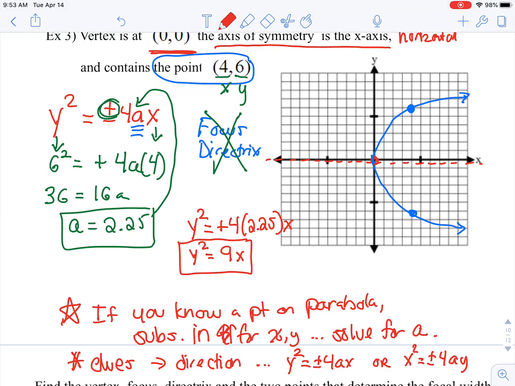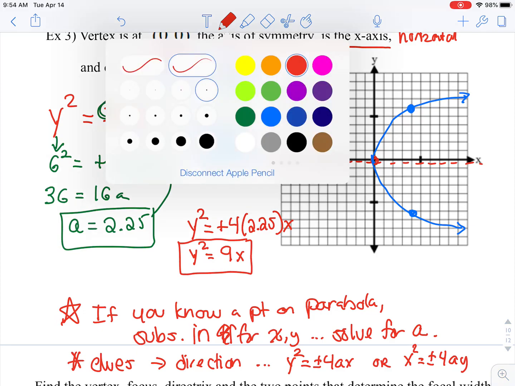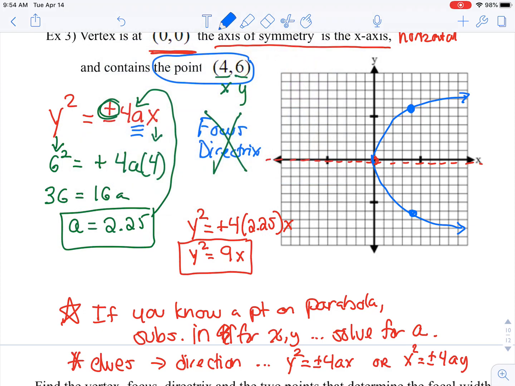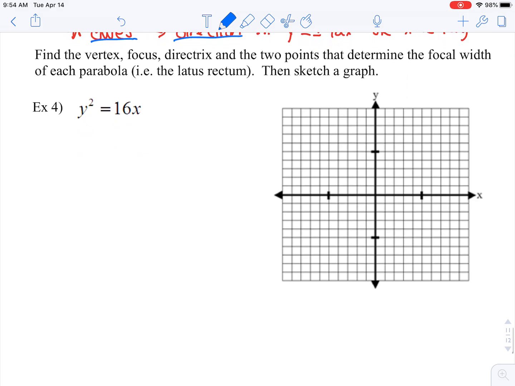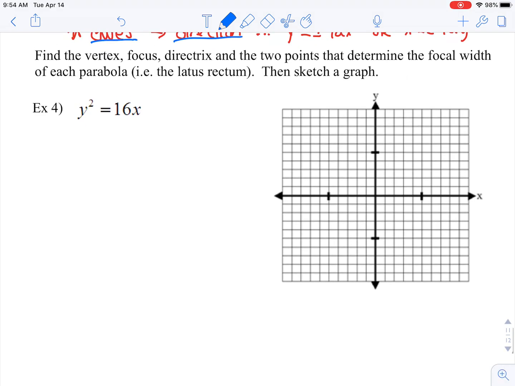So pay attention as you're trying some of these problems here, guys. Really pay attention to clues that are going to tell you about the direction so that you know which equation to work with. Okay, a couple more little examples and we're going to put it all together.